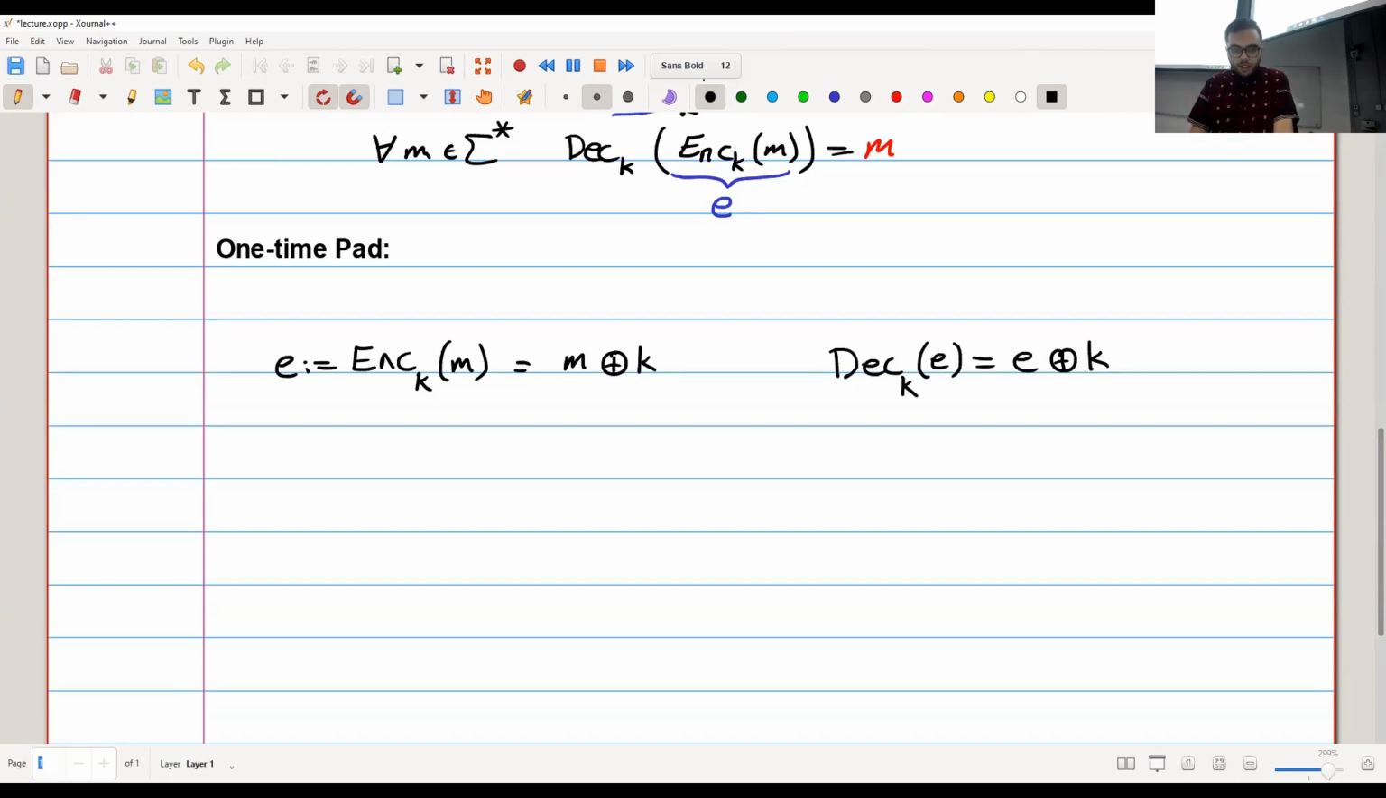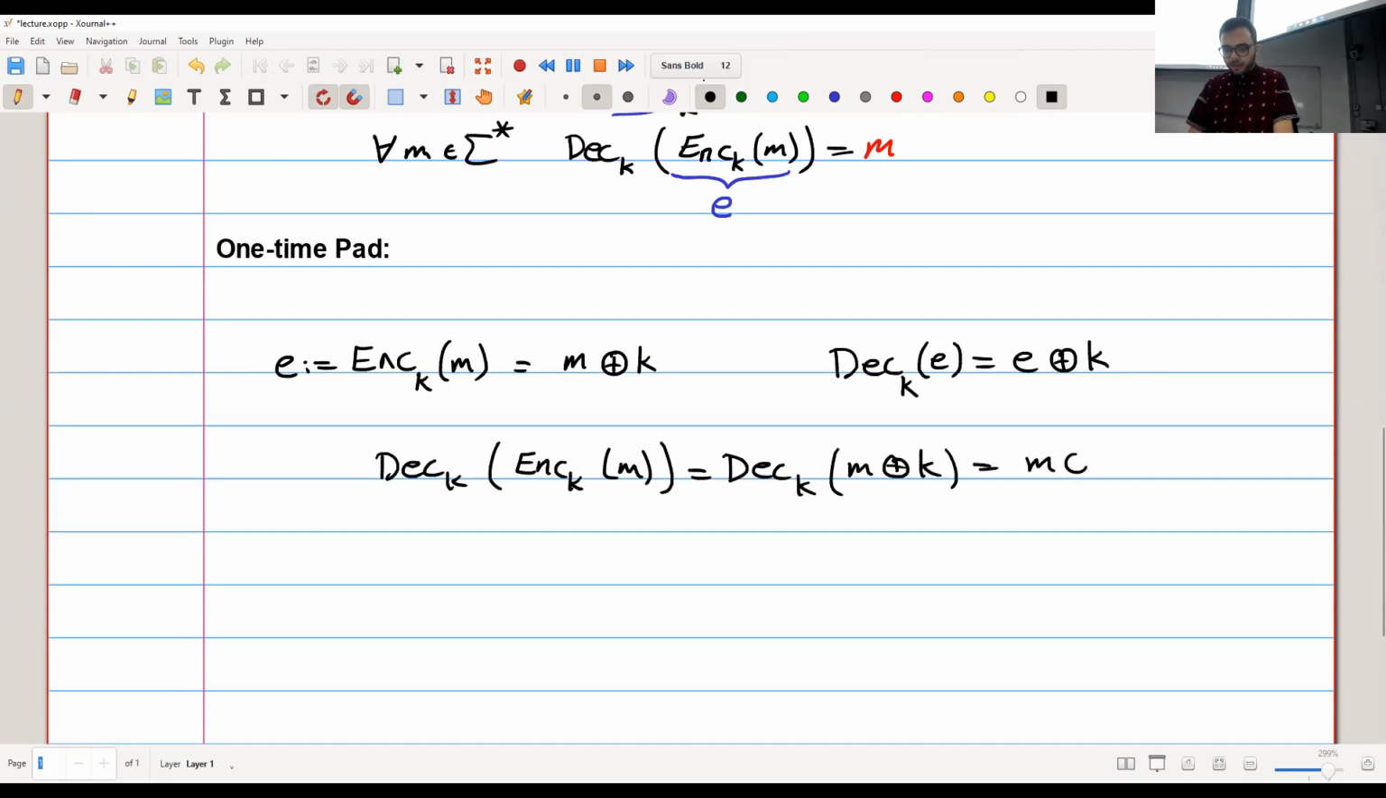So I can consider what happens if I decrypt the result of the encryption of a message M. What is this? Well, this is the decryption of M XOR K. So this is just M XOR K XOR K. But these two cancel out. So it's just M. Okay, super easy.